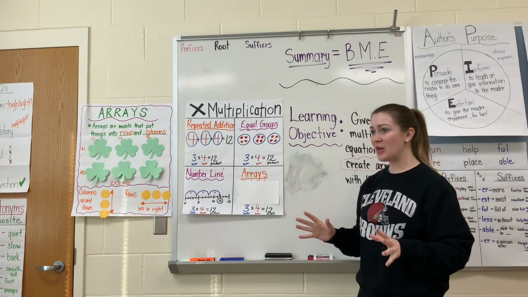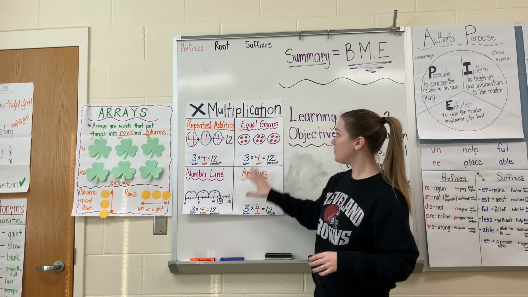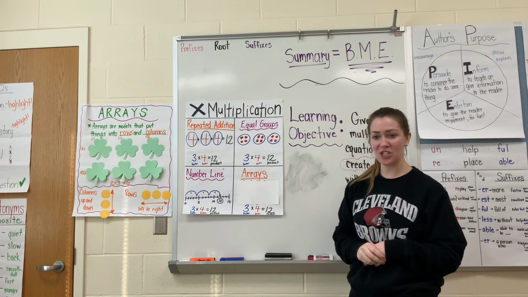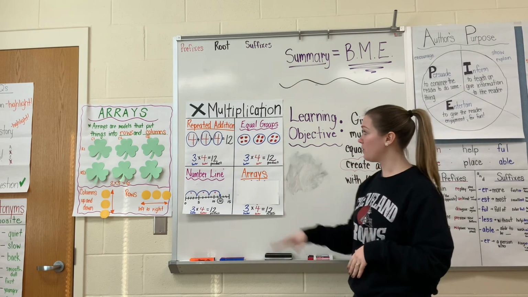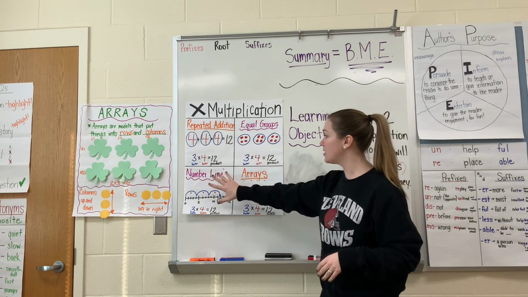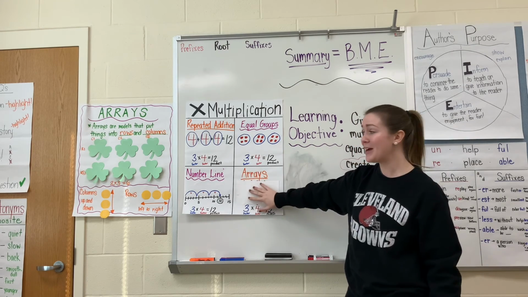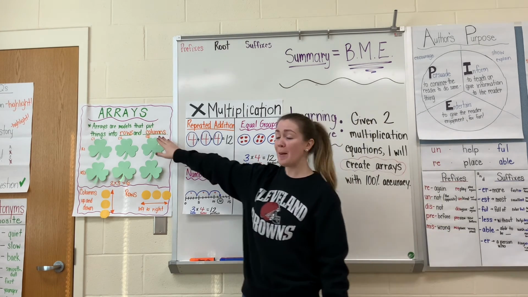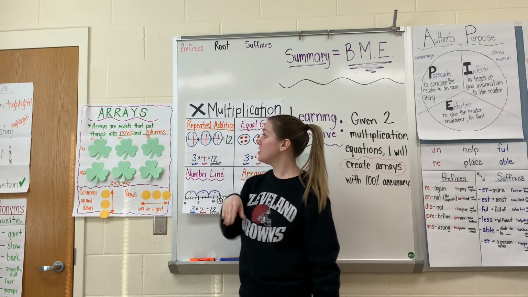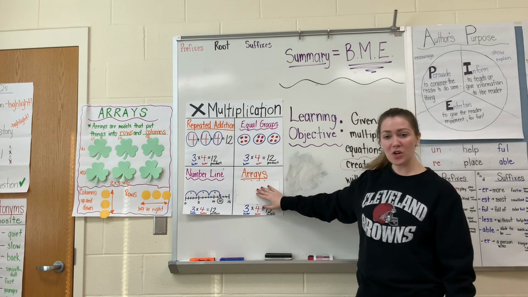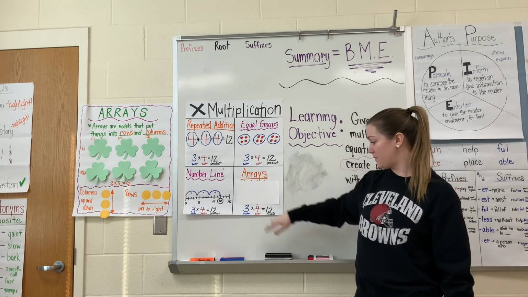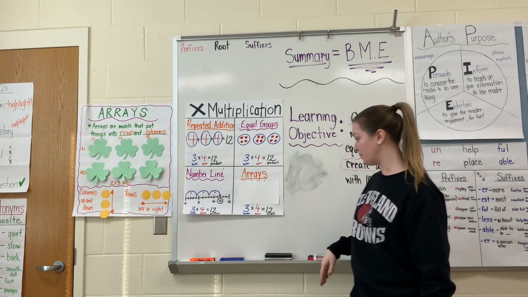So, just a review, we have learned different ways on how to solve multiplication equations through models. We've learned about repeated addition, equal groups, number lines, and today we learned about arrays. Arrays, remember, are models that put things into rows and columns. So real quick, I want to see if we can fill out the rest of our anchor chart here.